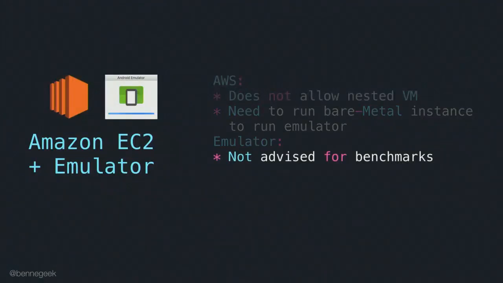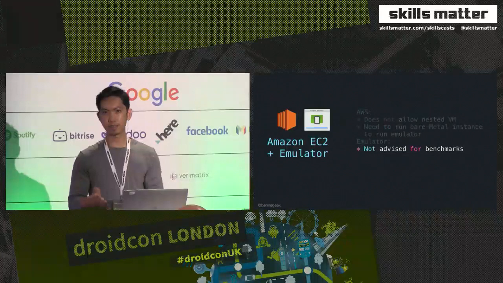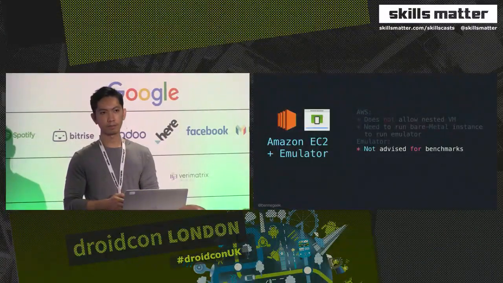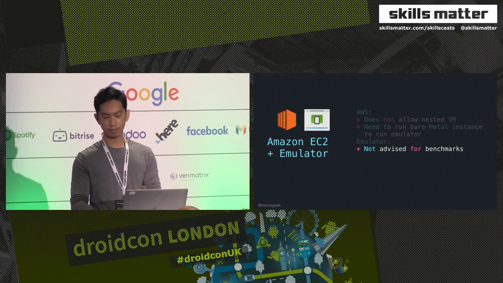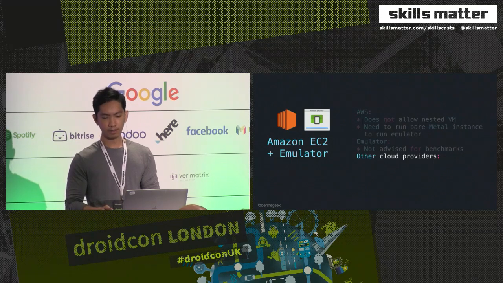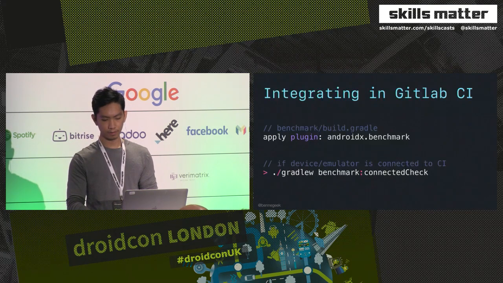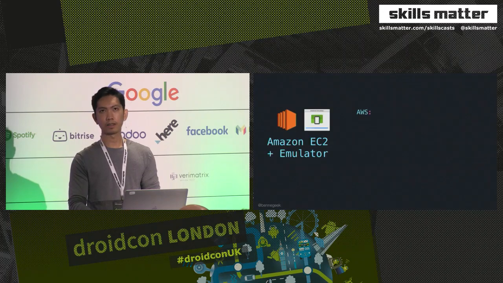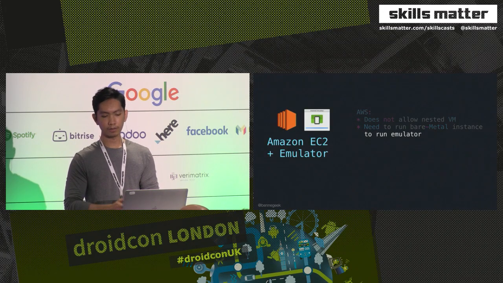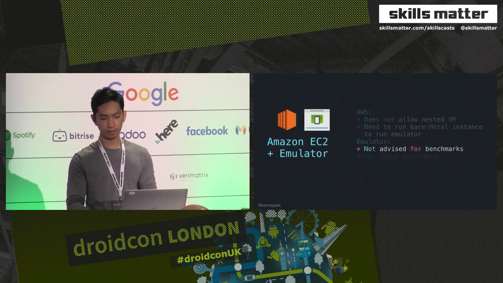And for the emulator, it's not advised to run benchmarks, of course, because it's not representative of the actual device performance. So this is probably not a good idea to run, but it's one of the easiest things to set up. There are other cloud providers that allow you to run nested VMs, for example, Google. Oh, I didn't list it. So that one, actually you can run the emulator, but again, the benchmarks will not be stable because it's running on the emulator.